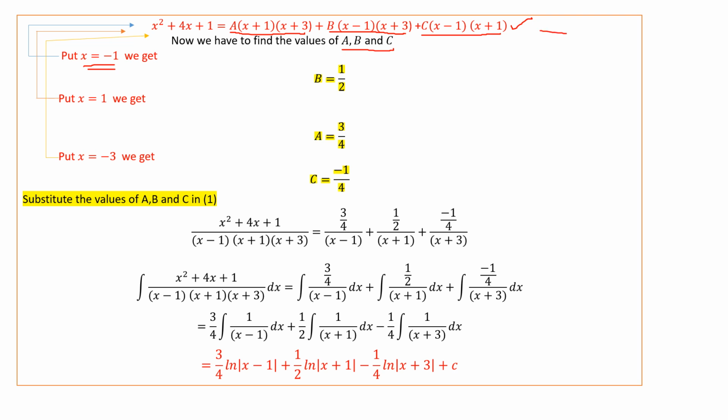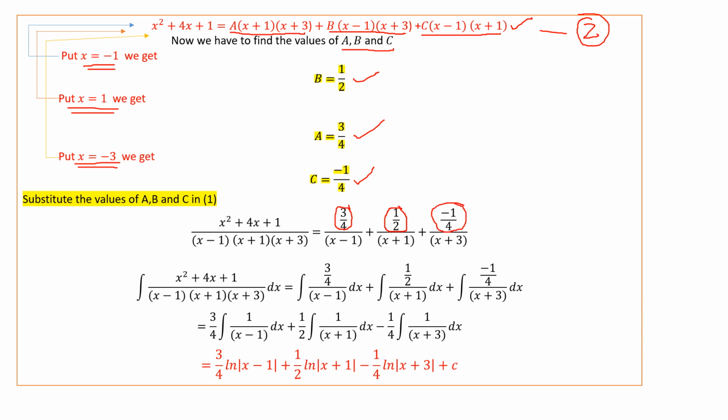Let us say this is equation number 2. So we have to substitute x equal to −1 in equation number 2, then x equal to 1, then x equal to −3. That will give you the B value as 1/2, the A value as 3/4, and the C value as −1/4. Then we have to substitute the A, B and C values in equation number 1.